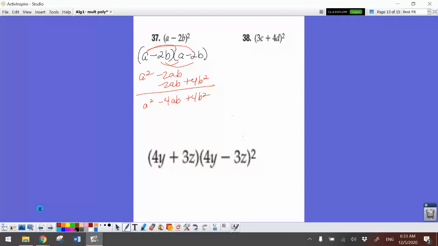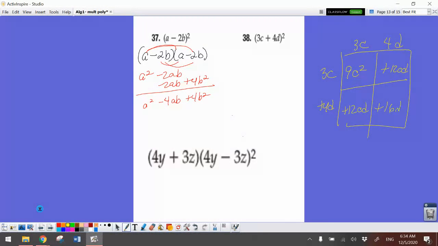All right, let's do area model on this next one. So 3c, 4d, 3c, 4d, so 9c squared, 12cd, 12cd, and 16d squared. Combining on the diagonal, I come up with 9c squared plus 24cd plus 16d squared.